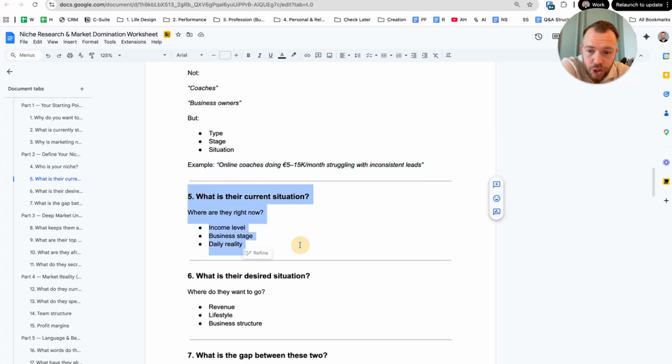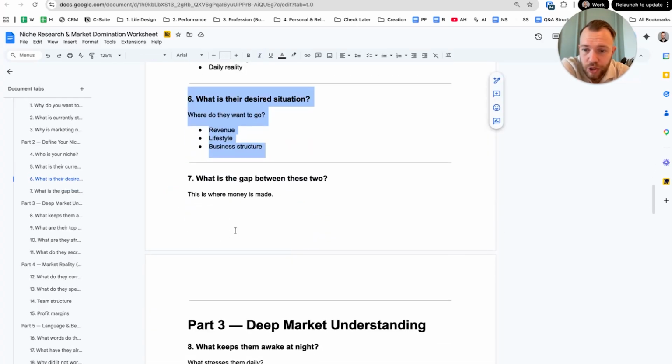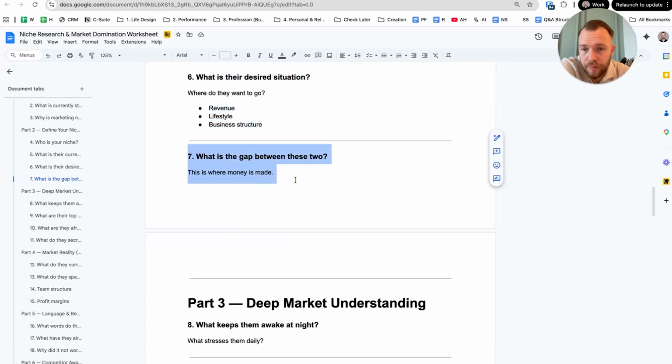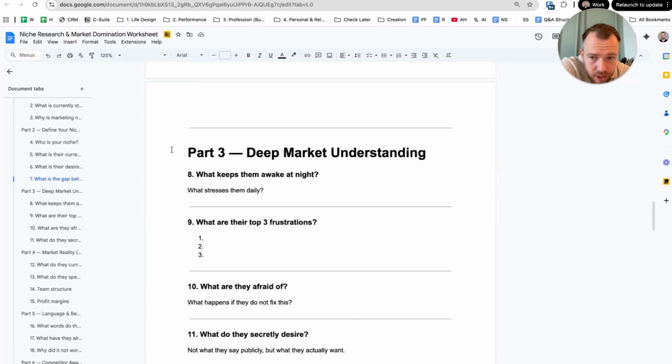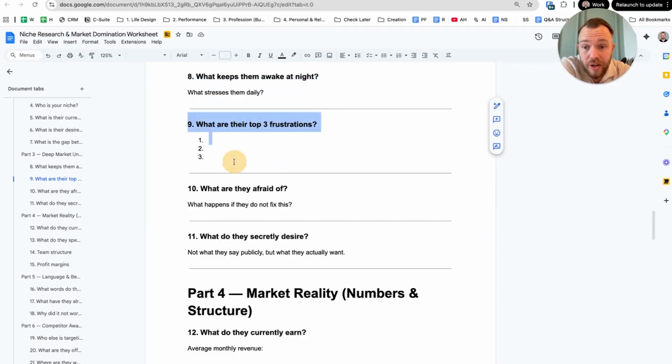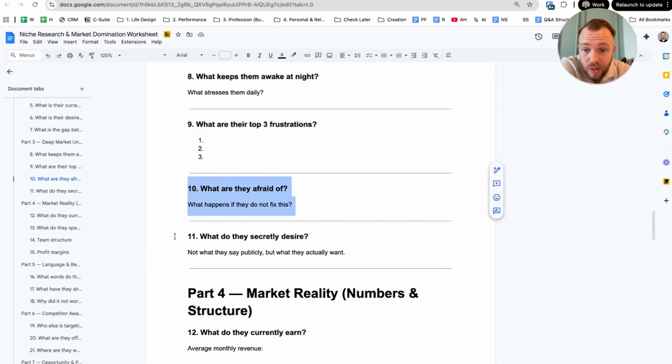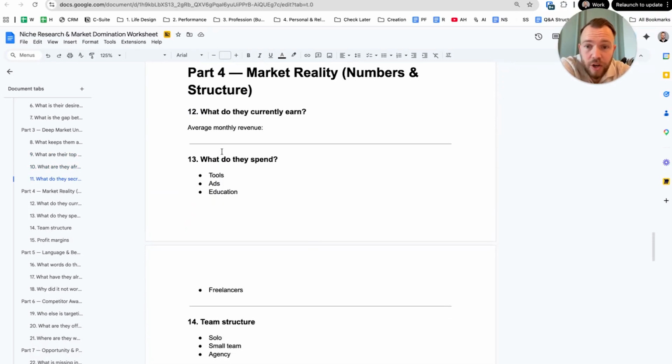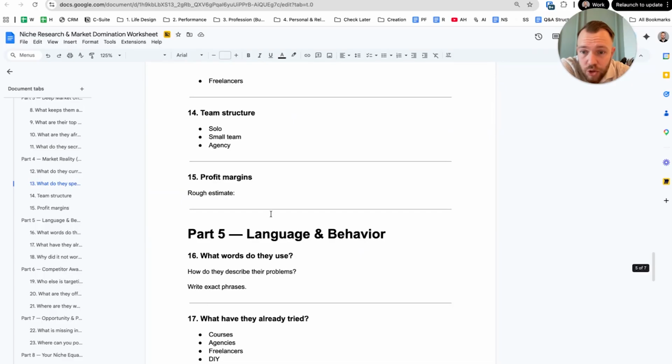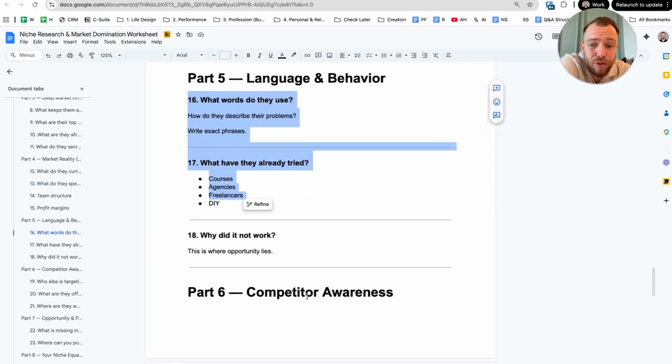What is their current situation? You fill that out. What is their desired situation? What is the gap between these two? Deep market understanding. What keeps them awake at night? What are their top frustrations? What are they afraid of? What do they secretly desire? What do they currently earn? What do they spend? Team structure, profit margins, language. How do they talk?